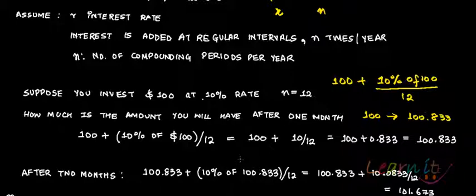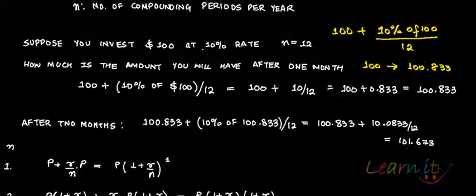Are you getting the point? You're getting interest on interest. 0.833 is the interest which you gathered in the first period, but you're also getting interest on this interest. So it is 100.833 plus 10% of 100.833 upon 12. So it is 100.833 plus 10.0833 divided by 12, and this is going to be 101.673 and so on.